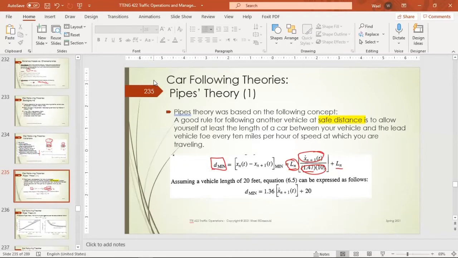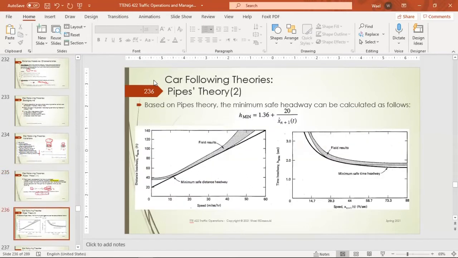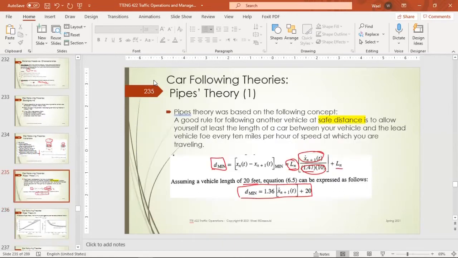Okay? If we consider a vehicle length of 20 feet, then we end up with this simplified form. If we plot, of course, the headway, the minimum headway according to this, headway minimum at time t equals this value divided by the speed of the following vehicle. So it's 1.36 plus 20 divided by x dot n plus 1 at time t, which we find here.